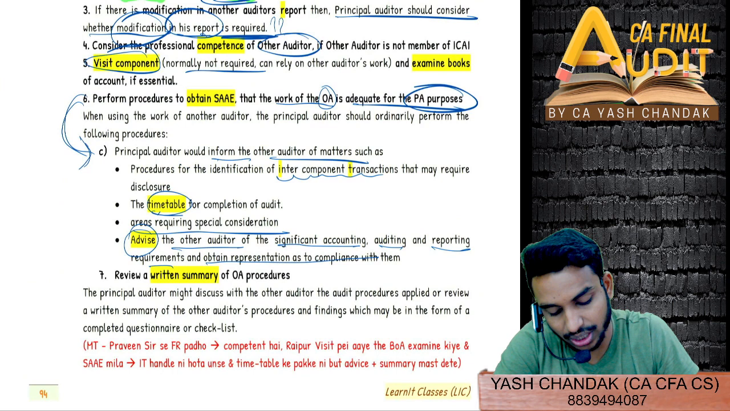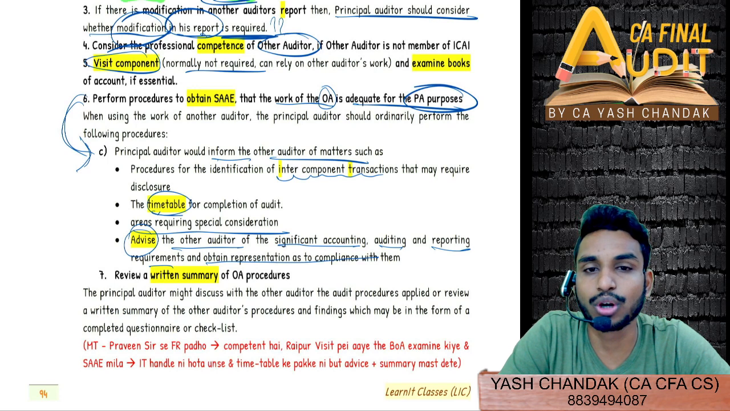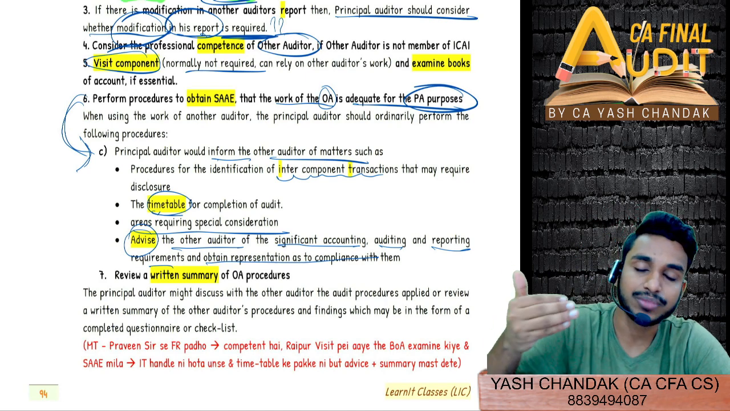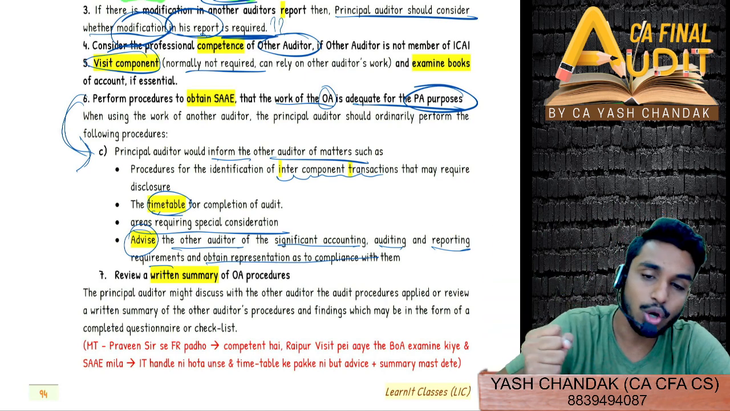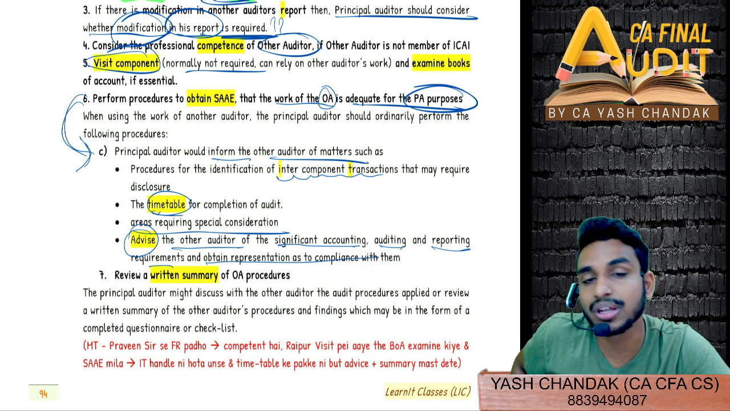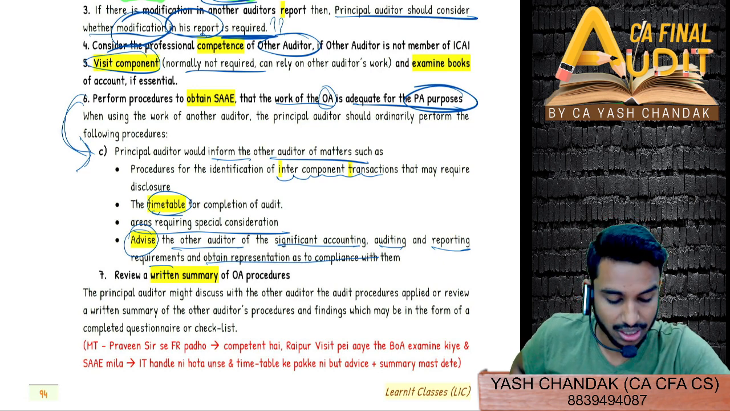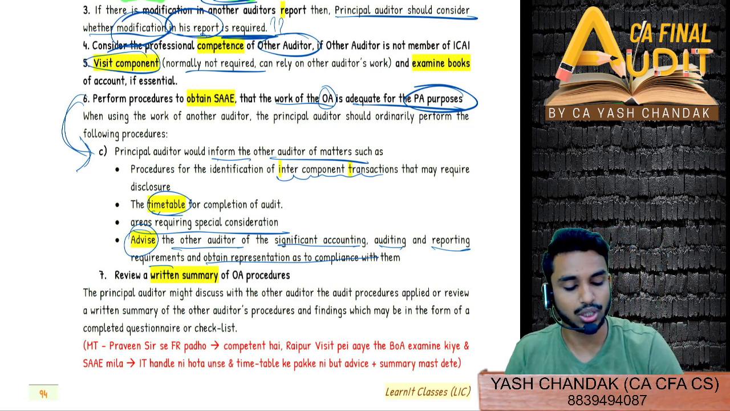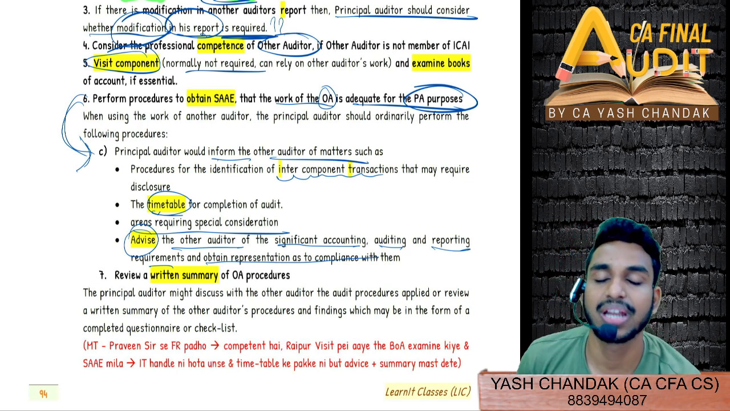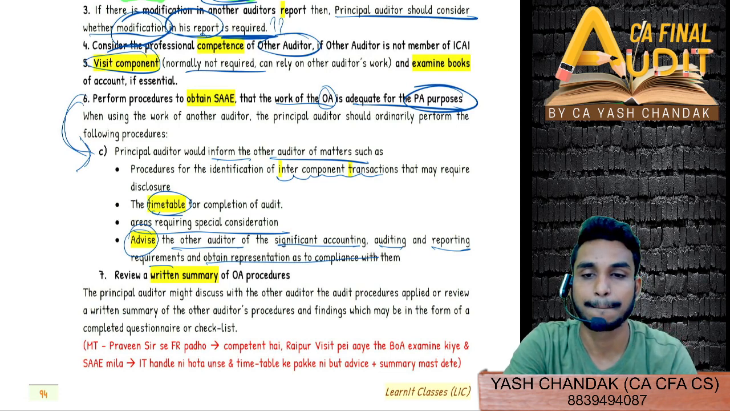So same point is there regarding what all points you will consider while performing the audit procedure. What all procedures you will perform if you want to determine whether the work of other auditors will be adequate for the principal auditor or not. For all this I need to determine what special audit consideration is there, timetable, intercomponent transaction because of the disclosure requirement, and lastly any advice that you need to give to the other auditor regarding any significant accounting development, auditing development, or any reporting requirement changes or new reporting requirements.